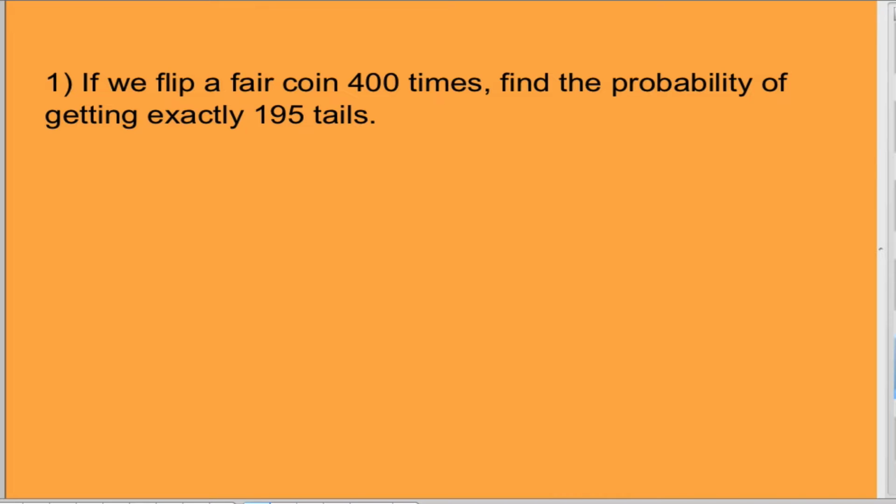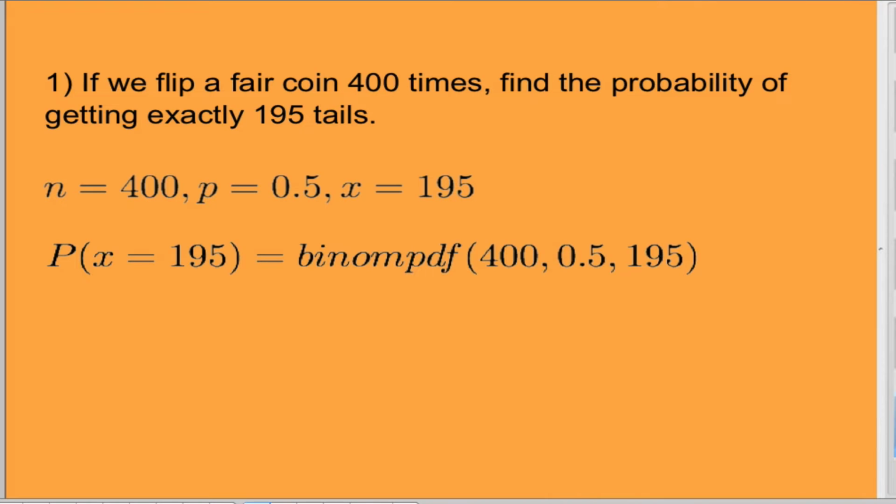In this example, we're flipping a fair coin 400 times. We want to know what is the probability of getting exactly 195 tails. So in this case, we are not estimating. Probability that x is equal to 195 will be the following. N is equal to 400, p is equal to 0.5, and the number of successes x is 195. To do this, we basically use the TI option, binomial PDF, with n, p, and x as the entries, and we calculate that probability.